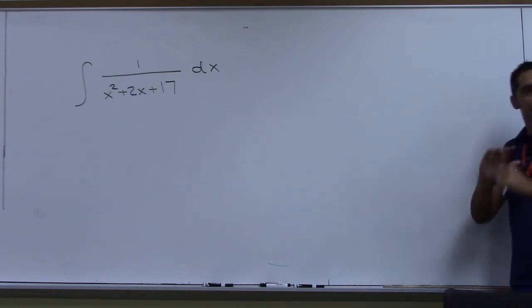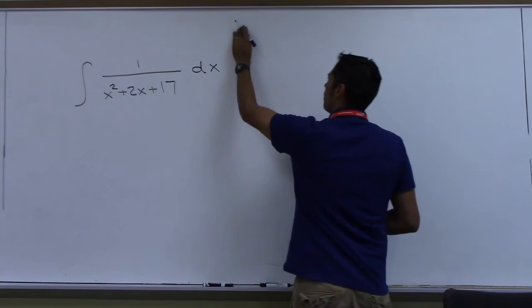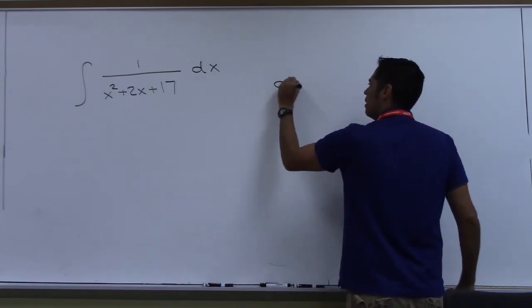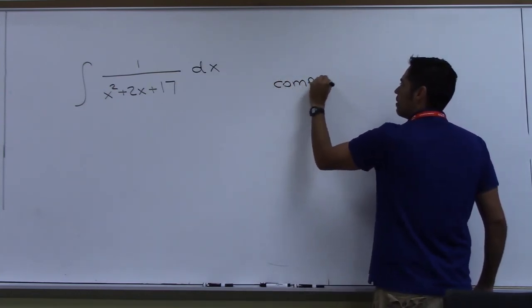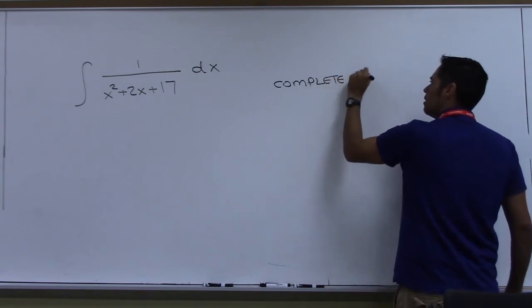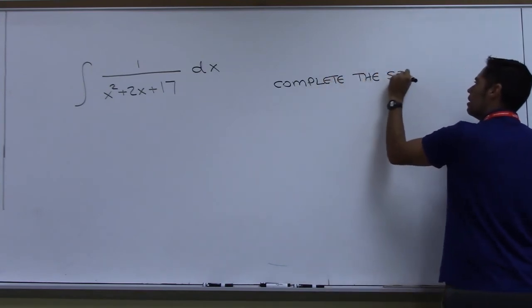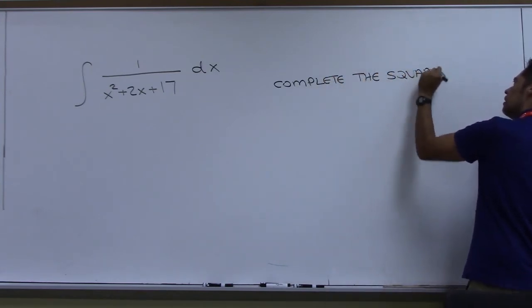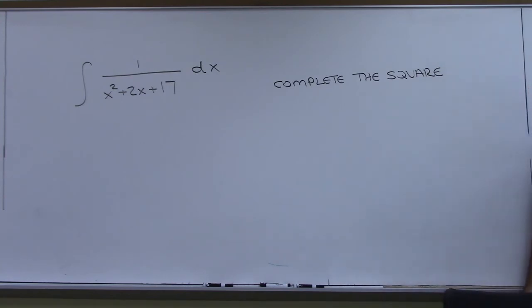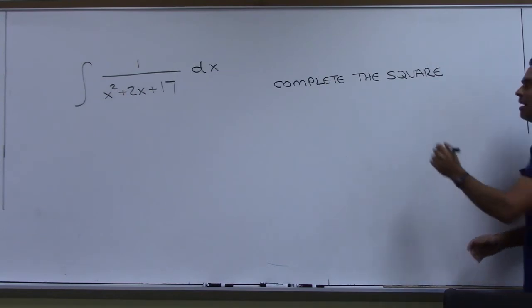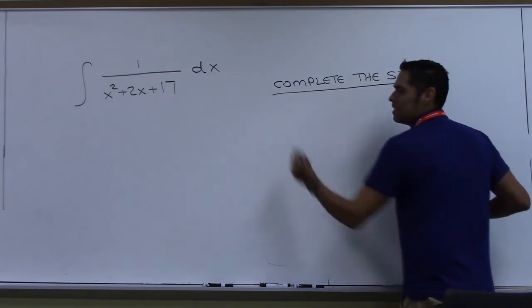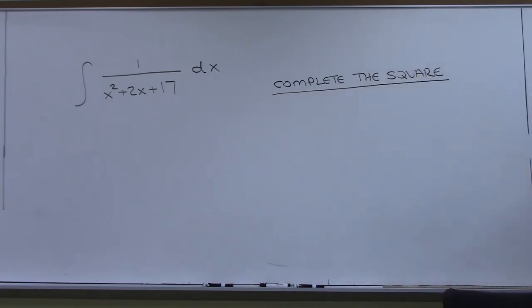I haven't told you what, but here's what it is. Your favorite thing. Complete the square. All right. Yeah, you did that in college algebra for some reason or another. Oh, for this. This is why. Finally, we get to use it for something, right? So we're going to complete the square.